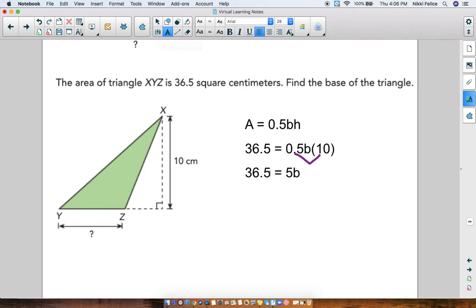So 36.5 equals 5b. Now to solve for b, we have to use an inverse operation now. We have to do 36.5 divided by 5. So when we do that, 36.5 divided by 5, you should get the answer 7.3, and this is in centimeters. So that is the base of the triangle, 7.3.